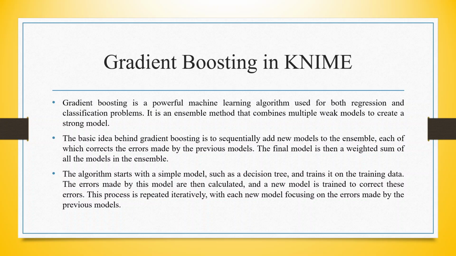The final model is then a weighted sum of all the models in the ensemble. The algorithm starts with a simple model such as a decision tree and trains it on the training data. The errors made by this model are then calculated and a new model is trained to correct these errors. This process is repeated iteratively with each new model focusing on the errors made by the previous models.